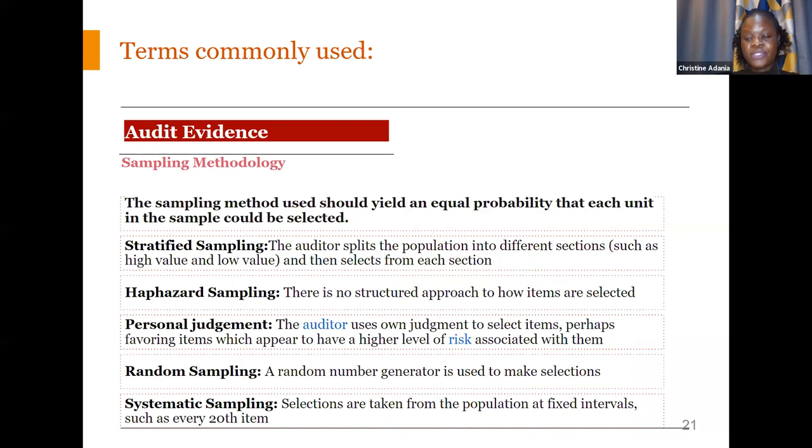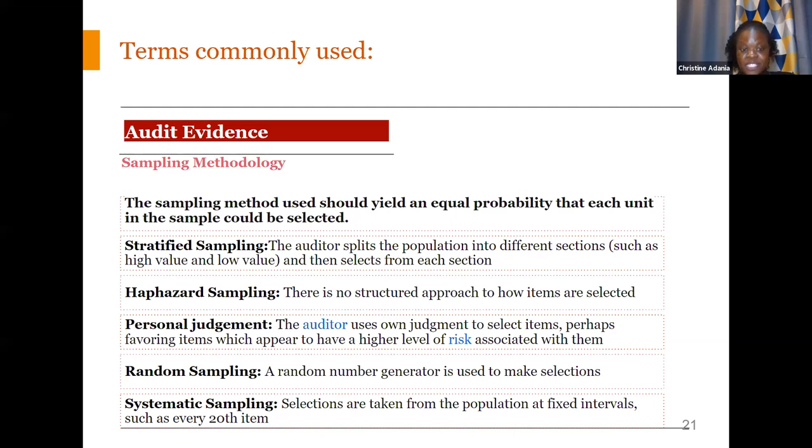Let's go to sampling methodology. We have heard a lot about sampling. Sample should represent your population. So what is sampling? It's a method used to yield an equal probability that each unit in the population could be selected. So the types of sampling that you do, there's stratified, there's haphazard, there's personal judgment, there's random sampling and systematic sampling. Stratified is basically just doing a split or grouping your items in certain batches and saying, okay, I'm just going to select one from each batch. That would be stratified. Then we have haphazard sampling. As you hear it, there is no structure. You just go picking anyhow.